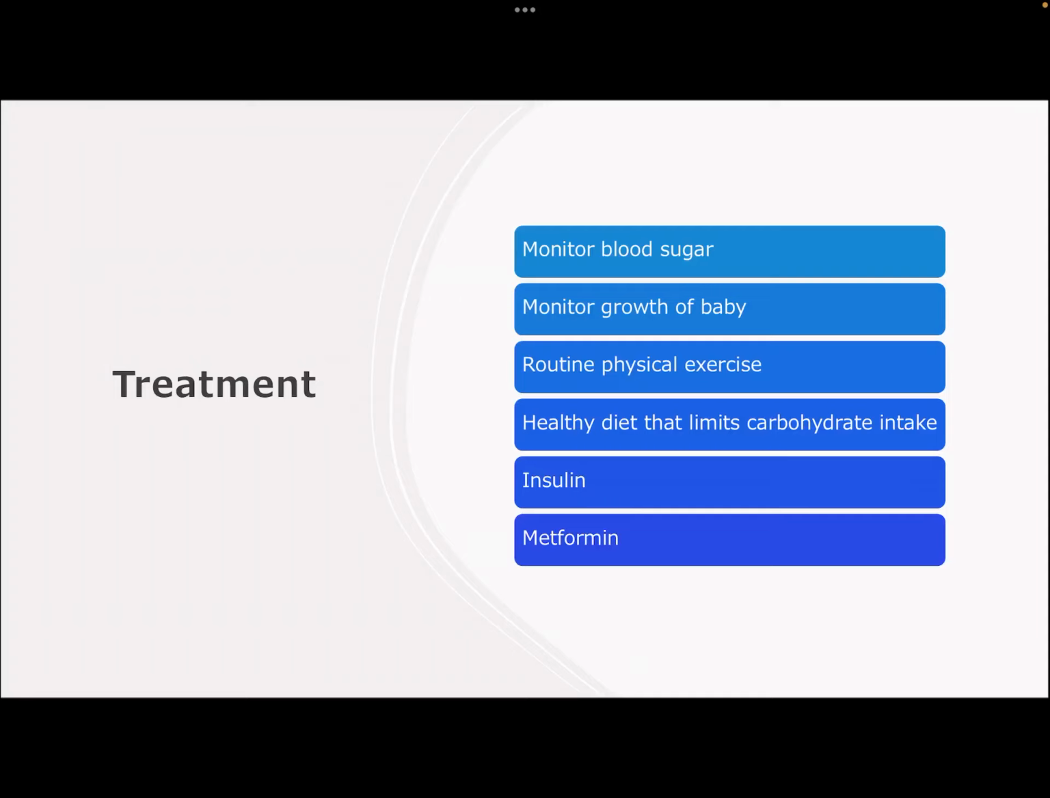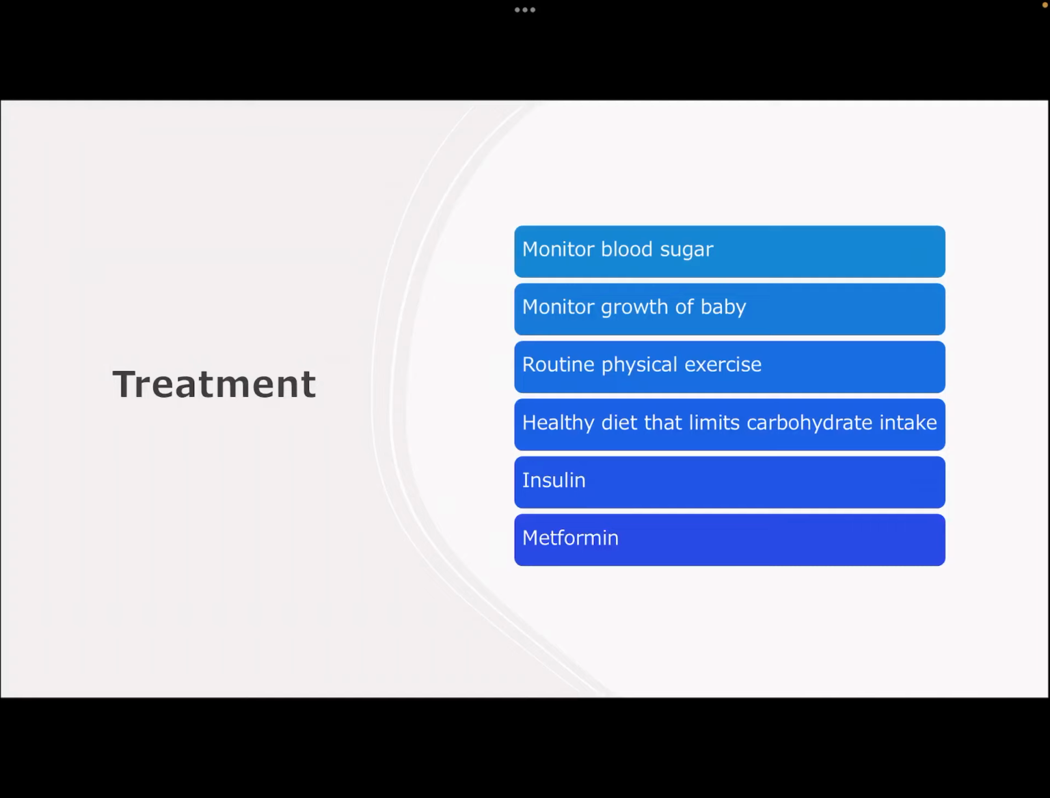Routine physical exercise must be implemented, which is characterized by 30 minutes of moderate intensity aerobic exercise at least 5 days a week, or a minimum of 150 minutes per week. A healthy diet is implemented in order to decrease carbohydrate intake. A diet is individualized to the patient's body mass index.